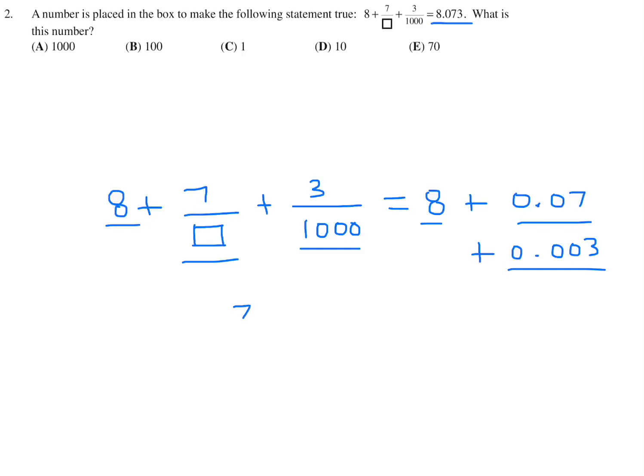So 7 over some number is equal to 0.07. So that is basically what the question boils down to. And therefore, this box must be 100, because 7 divided by 100, you can do it in your calculator, is 0.07. So the answer to number 2 is B.